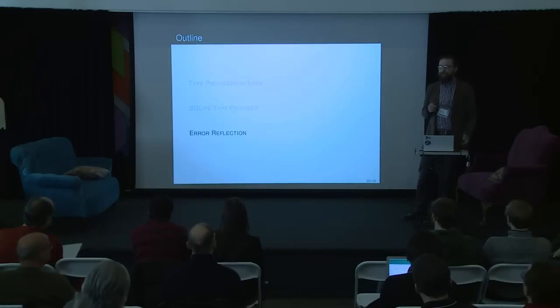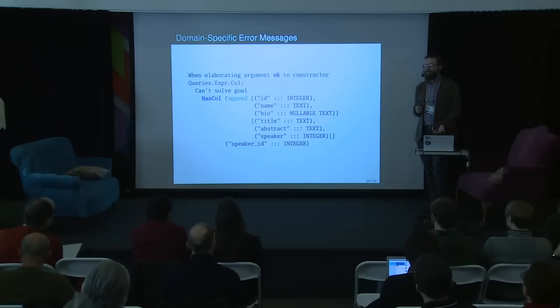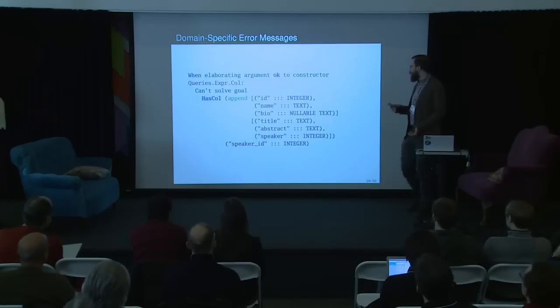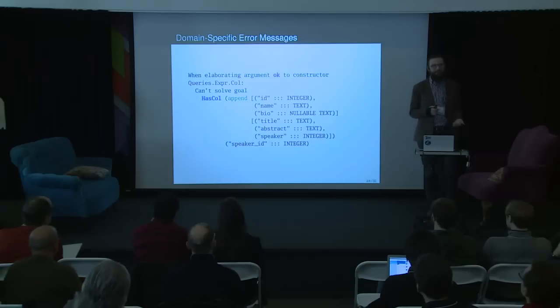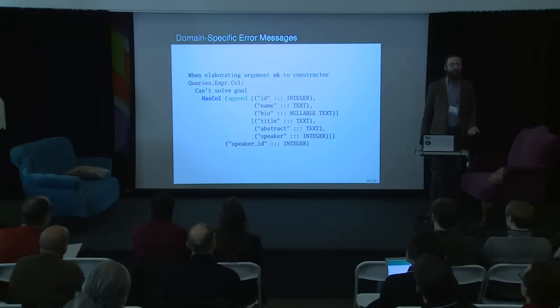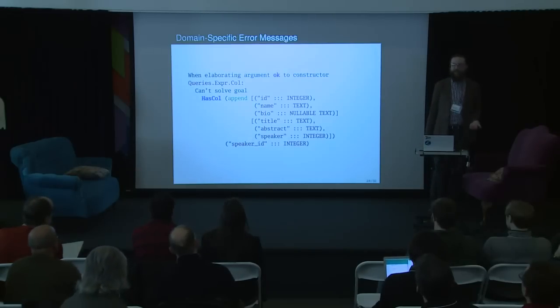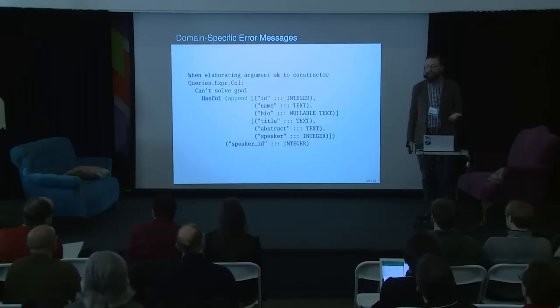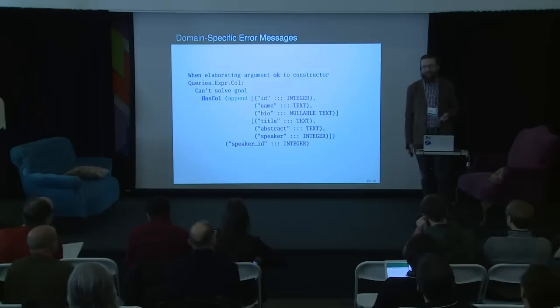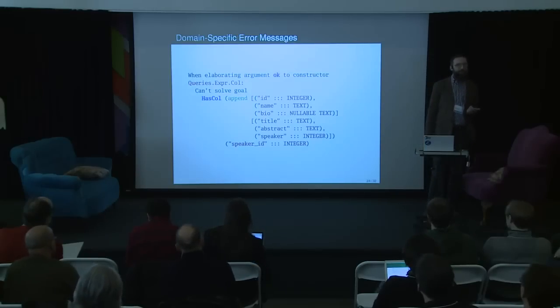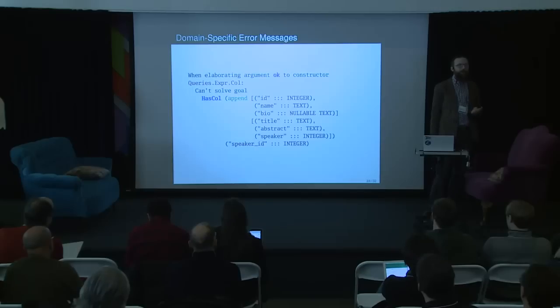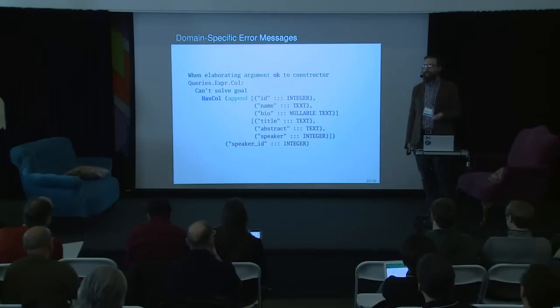Now, this is all great, but remember those error messages? They were pretty horrible. Here's an example of one of them where I've actually cleaned up the formatting to make it more readable, and I still think that it's not a very good error message. It's got a couple of problems. The first one is that it's saying can't solve goal, and this is a somewhat newer feature. Before that, it would have been something even crazier. So what it's saying is I couldn't find a proof that the schema append of ID, name, and bio, and title and abstract of speaker contains a column called speaker ID with type integer.